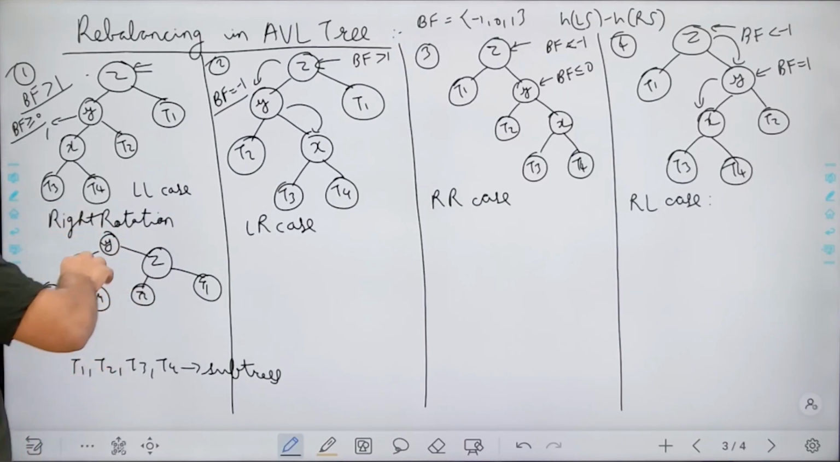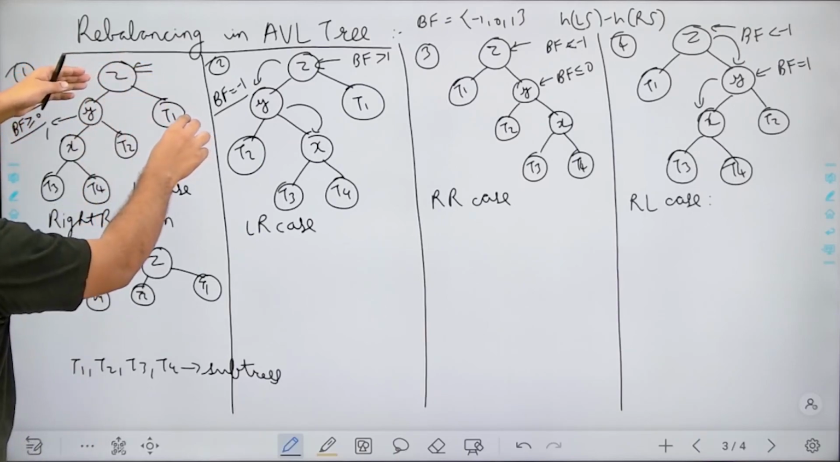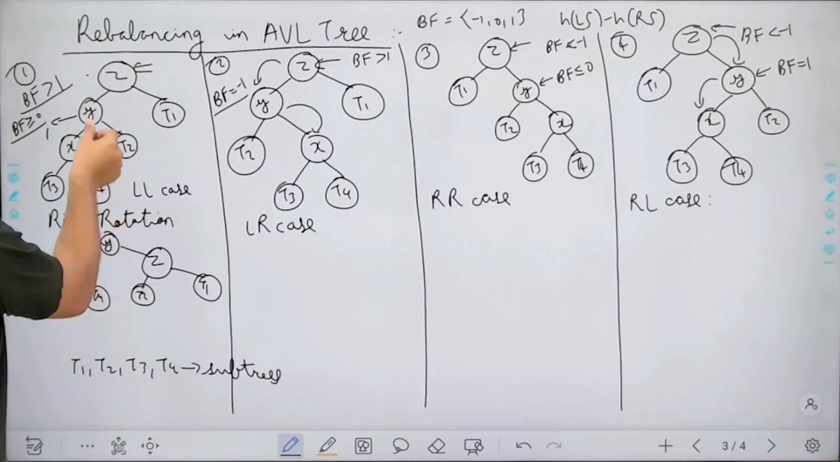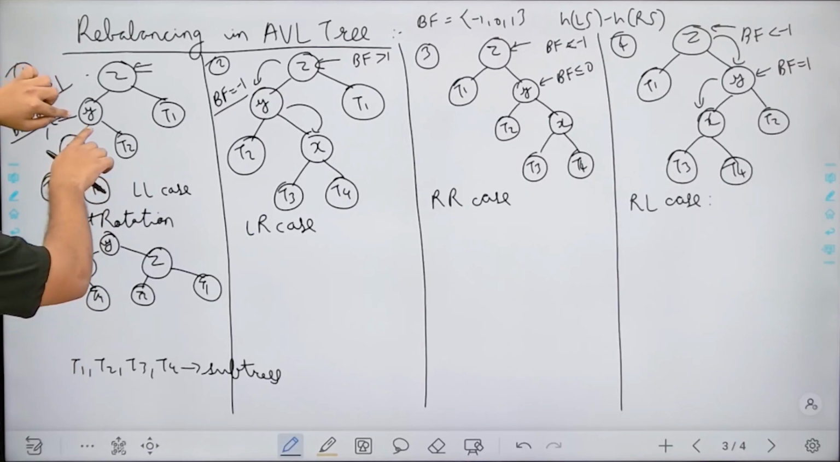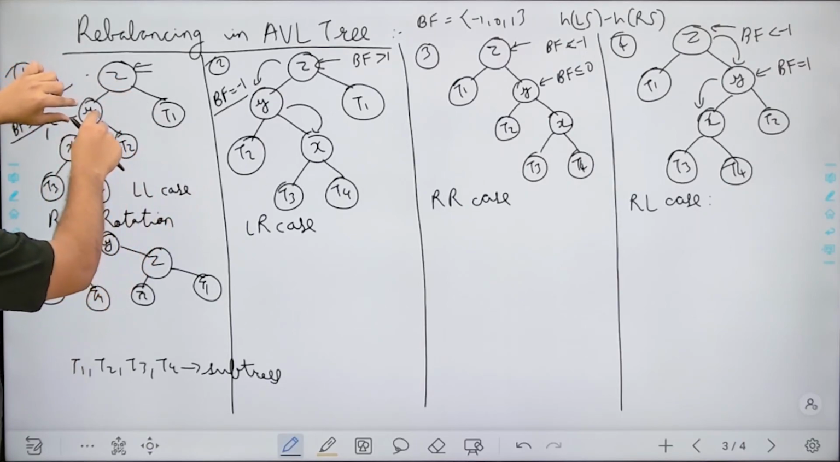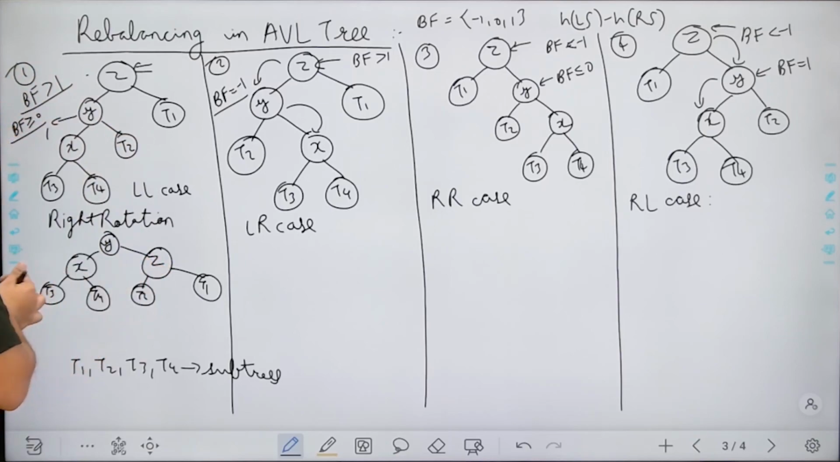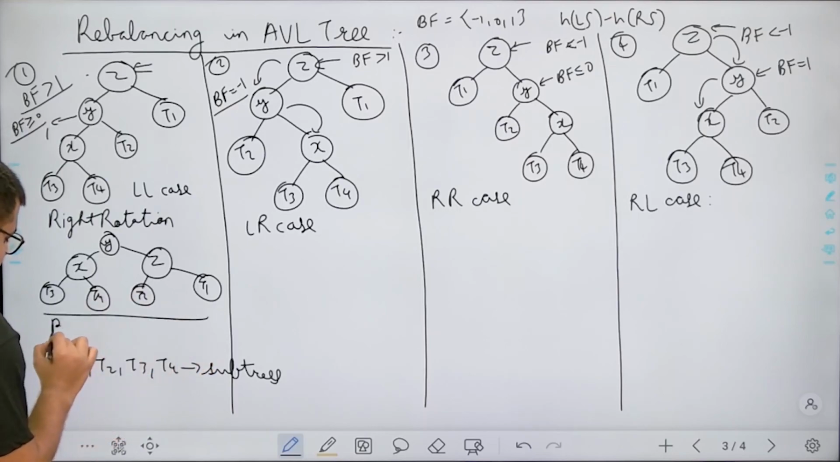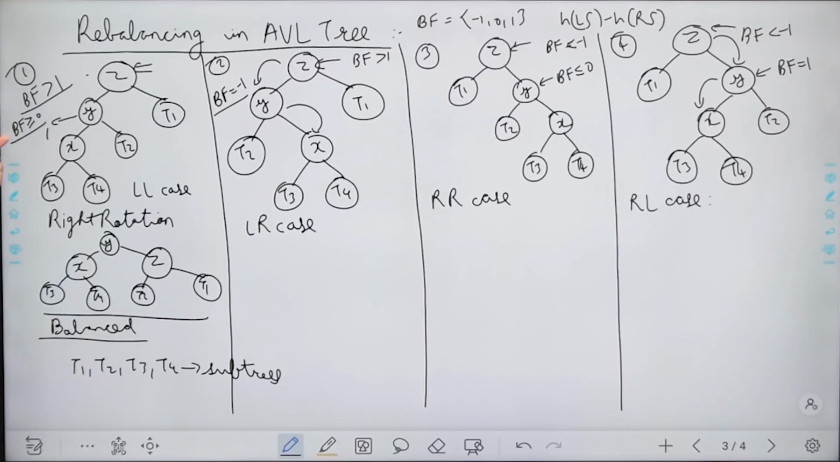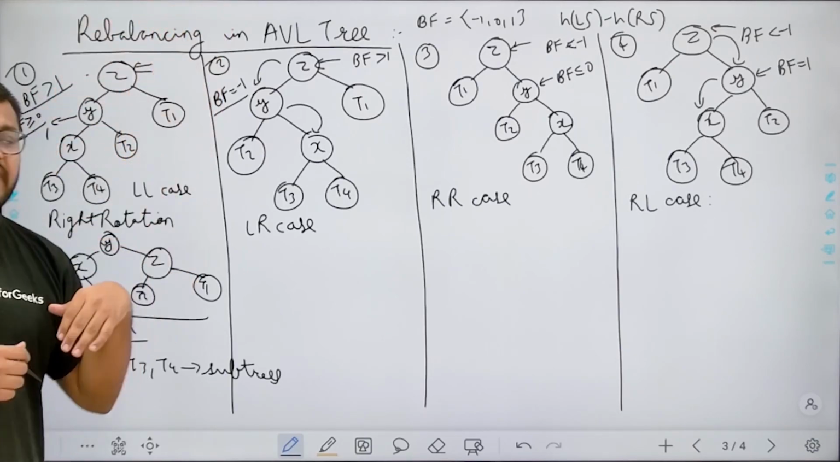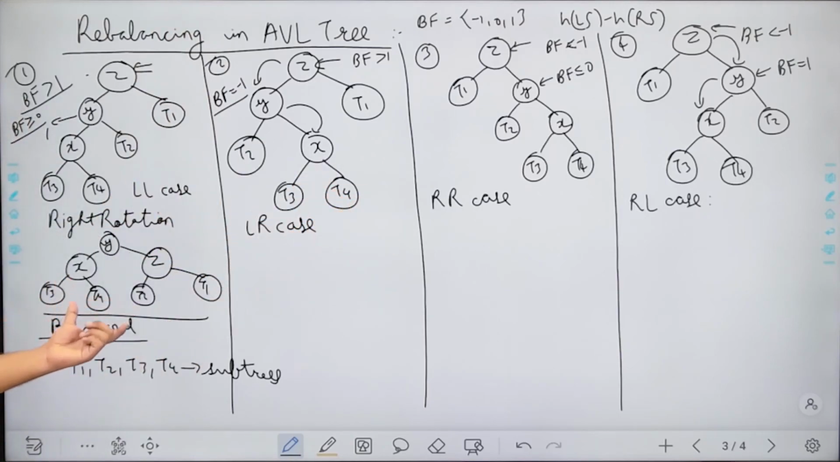So basically in the right rotation, what we do? We take y here, z here, and we take T2 as the left child of z. Why? Because the left child of z is now free. The right child of y is now busy because we are occupying z there, and T2 satisfies the condition to be here. Now this became balanced, right? Because here the balancing factor was greater than 1. So now we need to keep repeating this process up till we reach the node. We will see it in the next slide, but this tree will become balanced.